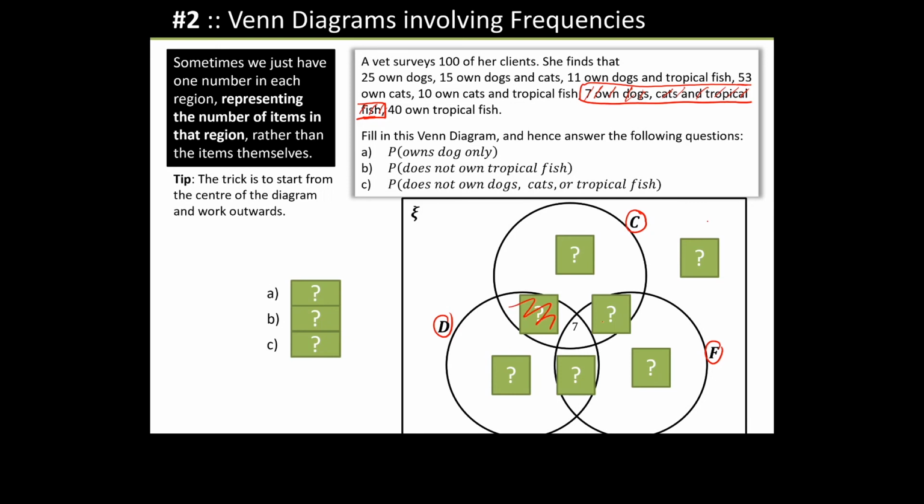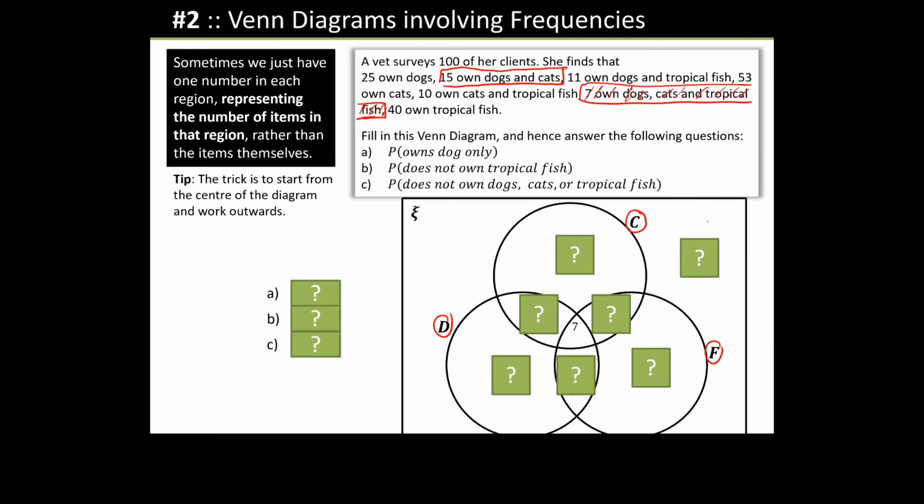So remember, I want to work out these areas, work out from the middle, work outwards. This area here represents the people who like cats and dogs, but not fish. Do we have anything like that? Well, let's have a look. So we're looking for 25 own dogs, no. 15 own dogs and cats. Now that's an interesting one here. We can work with this here because it talks about 2 things. So it talks about 15 owning dogs and cats.